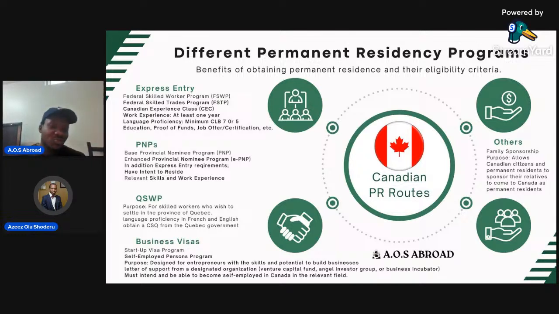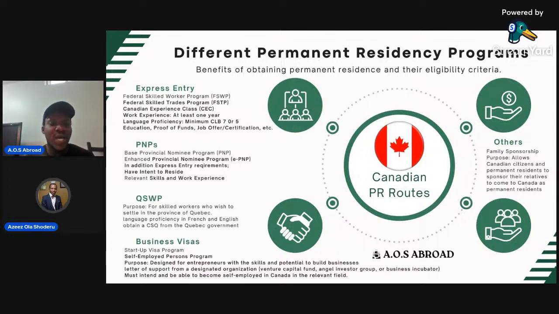Now, PNPs are one other program that people always shy away from. We have different types of PNP programs: the base provincial nominee program and the enhanced provincial nominee program, EPNP. And in addition to the Express Entry requirements we talked about at the top, you need to have the intent to reside in the particular province or territory you apply to, and you need to have the relevant skills and work experience they are looking for in that particular province or territory.